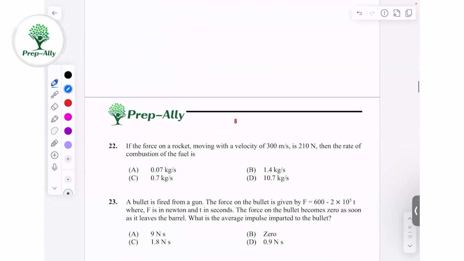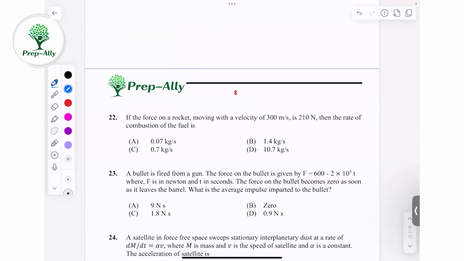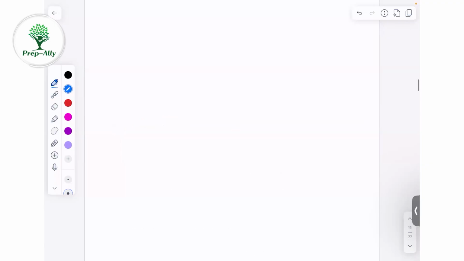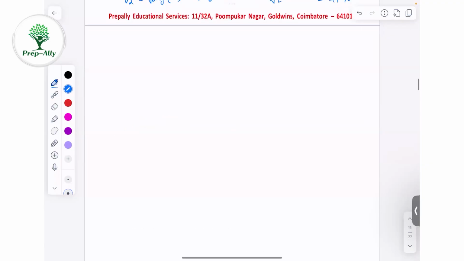Question number 22. If the force on a rocket moving with velocity of 300 meter per second is 210 Newton, the rate of combustion of fuel is. So you see the units are kg per second. So what he's asking essentially is how much fuel is being burnt in 1 second. Here also we'll apply Newton's second law and solve the problem. Now we know that force is rate of change of momentum, which is just rate of change of mass into velocity. This can be written as m dv by dt plus v dm by dt.